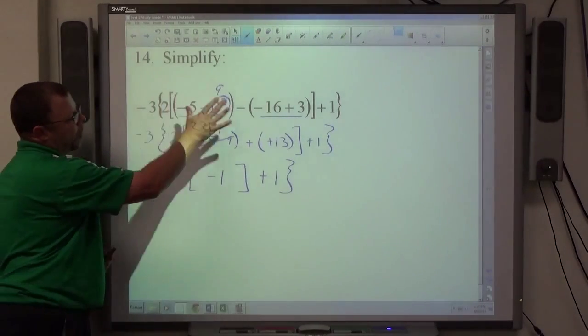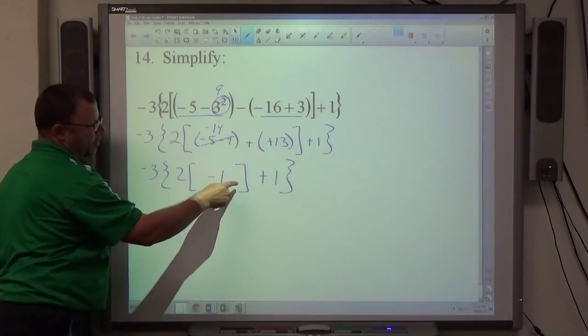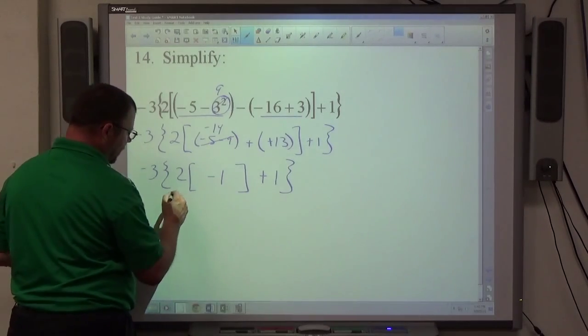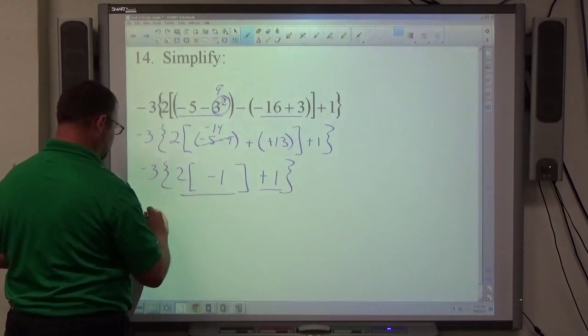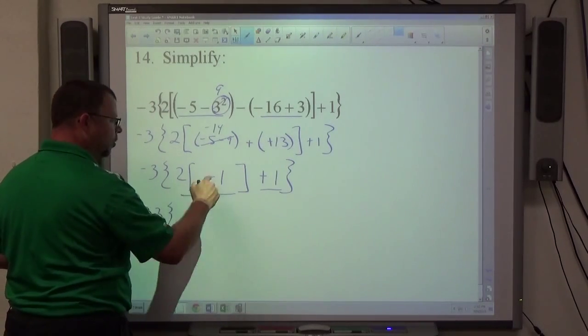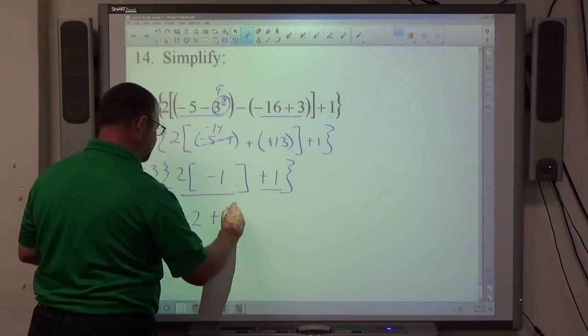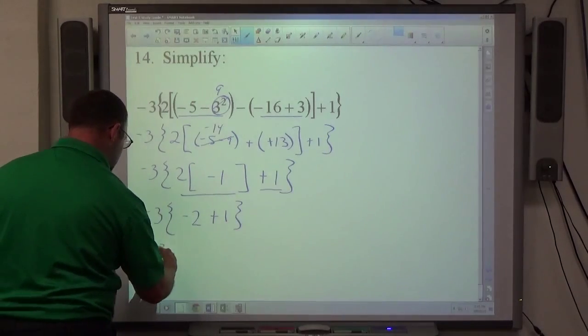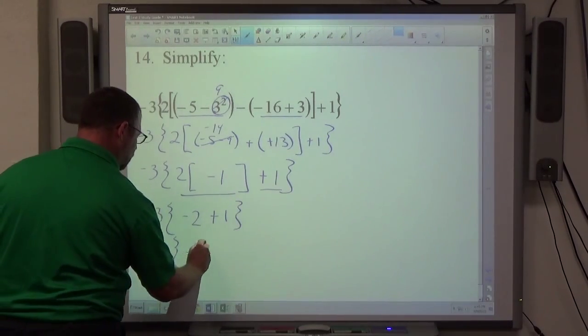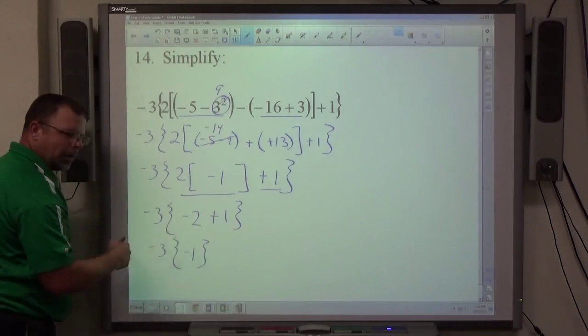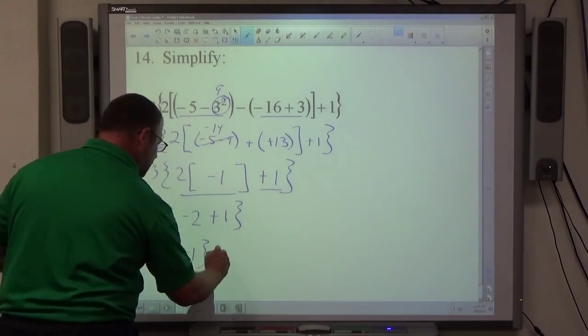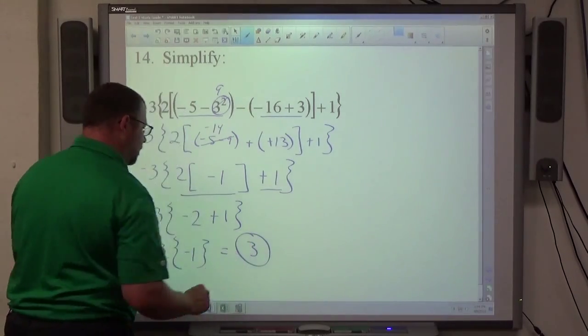So I've dealt with both parentheses, and I dealt with what's inside the bracket down to a single number. At this point, still inside the braces, this is multiplication, that's addition. Multiplication's first, negative 3 brace. 2 times negative 1 is negative 2 plus 1. Negative 2 plus 1 is negative 1. Opposite sign, subtract, 2 is bigger, so it's negative. And finally, I have the multiplication by negative 3. Negative 3 times negative 1 is equal to positive 3.